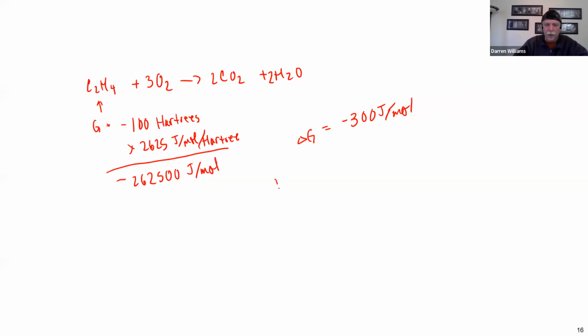If I try to do K equal to e to the minus delta G, minus 300, divided by R, divided by T, then I'm going to get a huge number. It's essentially e to the minus. So if I were to type that in, I don't know what my calculator can do.